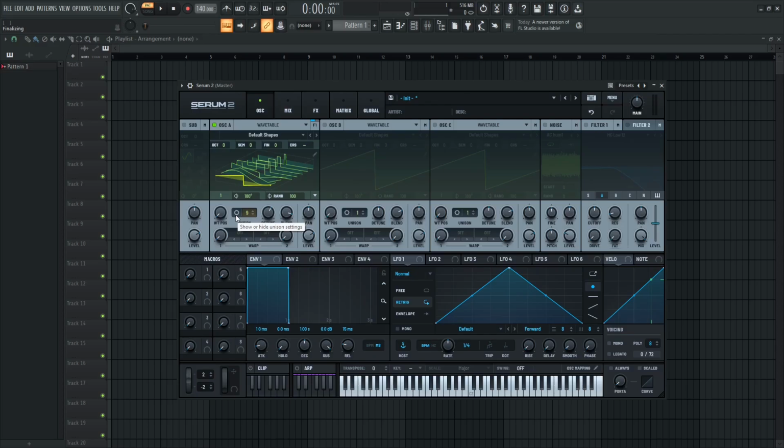Envelopes matter a lot. Envelopes basically control how your patch will behave, and I think the easiest way to explain this is with volume.